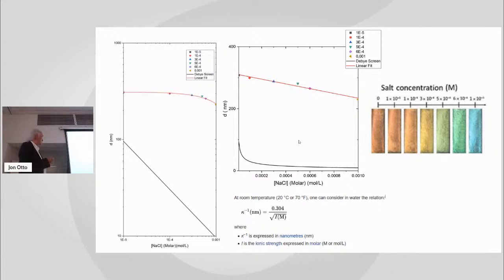For a monovalent salt, we use sodium chloride. For a monovalent salt, there is this formula here, where kappa minus 1 is the screening length. So how that depends on ionic strength, how much salinity is in the water. You see, this is the theoretical curve. These are our data in a log-log plot. This is the theoretical curve and our data in a linear plot. It's quite different, and we don't understand why it is like that.